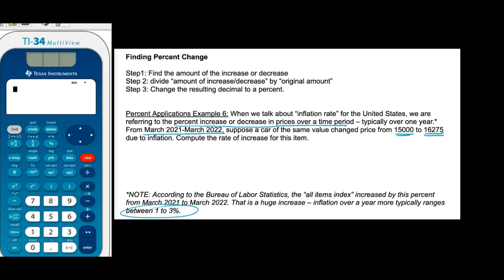So let's figure out what that percentage would actually be. And so step one is to find the amount of increase or decrease. And the way we're going to do that is we're just going to subtract the two numbers. Now in this case, I'm just going to subtract the bigger one minus the smaller one. So my calculator, 16,275 minus 15,000. And I'm left with $1,275. And so that was the change, okay?